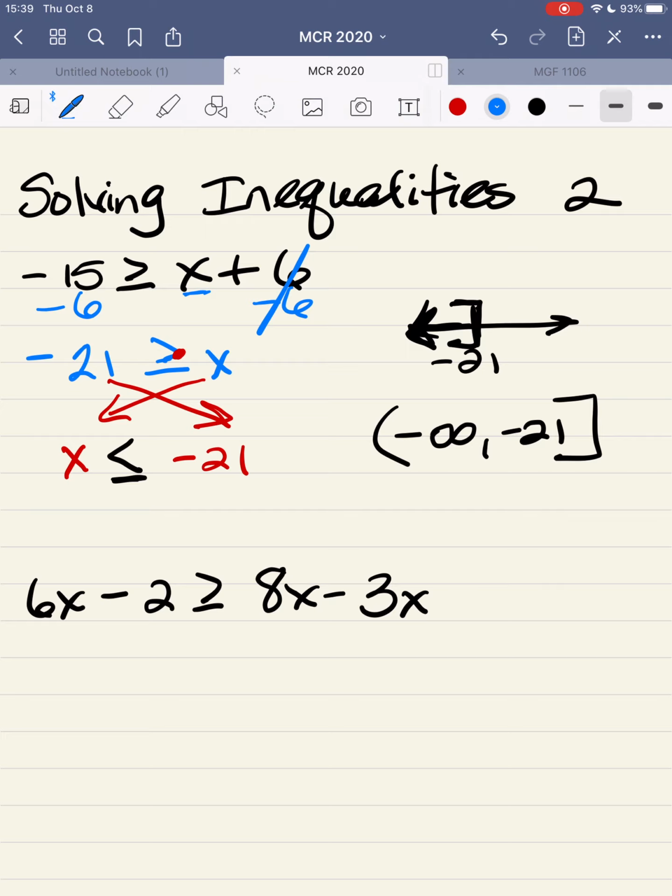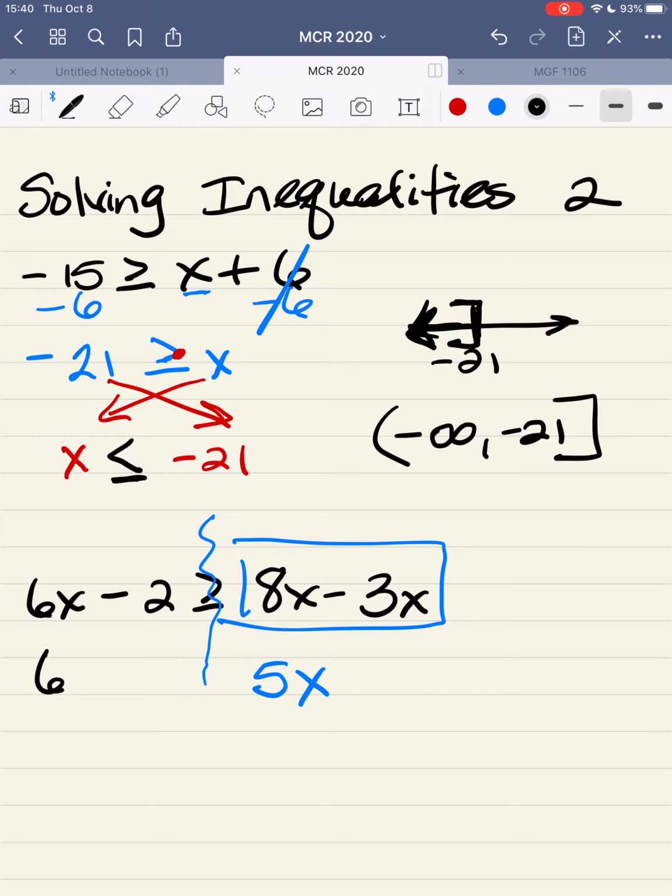Example 2, I have 6x minus 2 is greater than or equal to 8x minus 3x. Now, just like equations with inequalities, if you can simplify on either side of the inequality, you want to go ahead and do that first. So notice I have 8x minus 3x here. Those are like terms. I can go ahead and subtract those, and that will give me 5x. And everything else is going to stay the same, including the inequality.